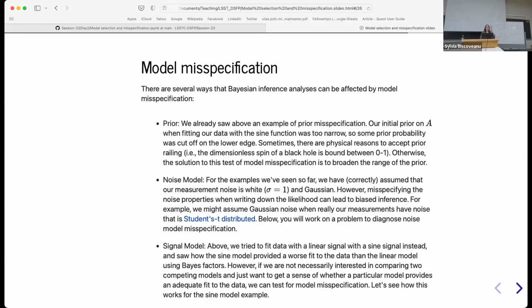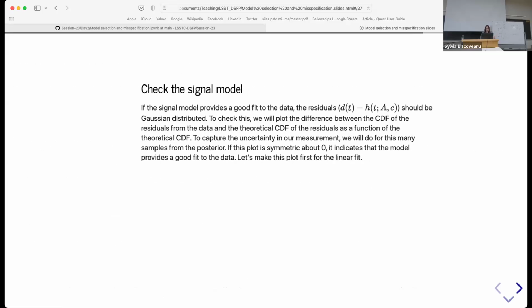So there are many ways that you can visually check for model misspecification. In the rest of this lecture and then in the problems after lunch, we're just going to look at one example, but there are many other powerful, useful examples. I just wanted to give you one specific way that you can check this.